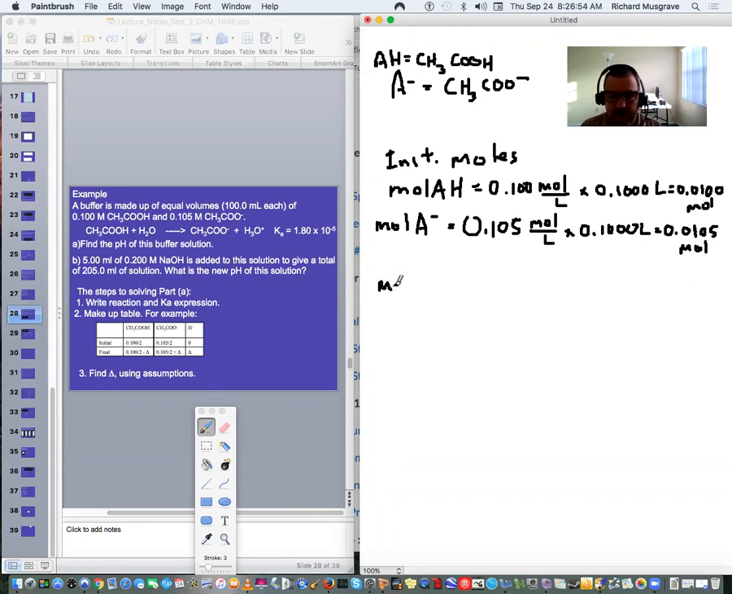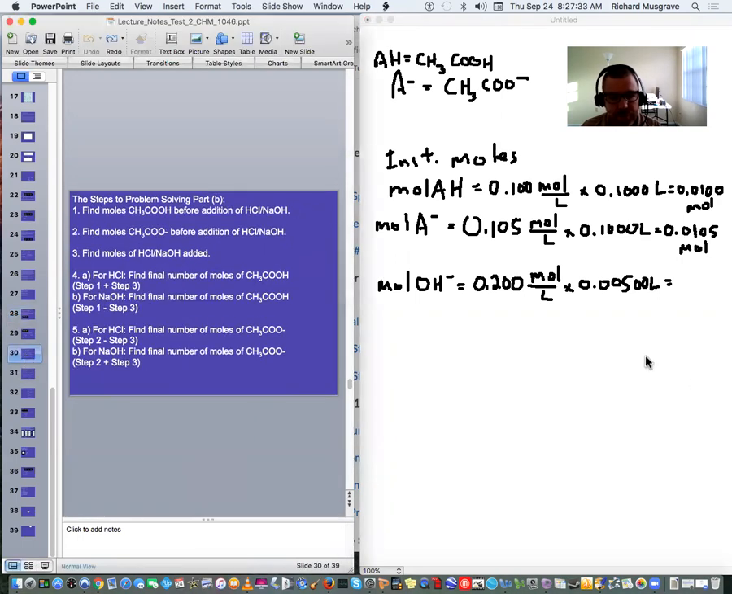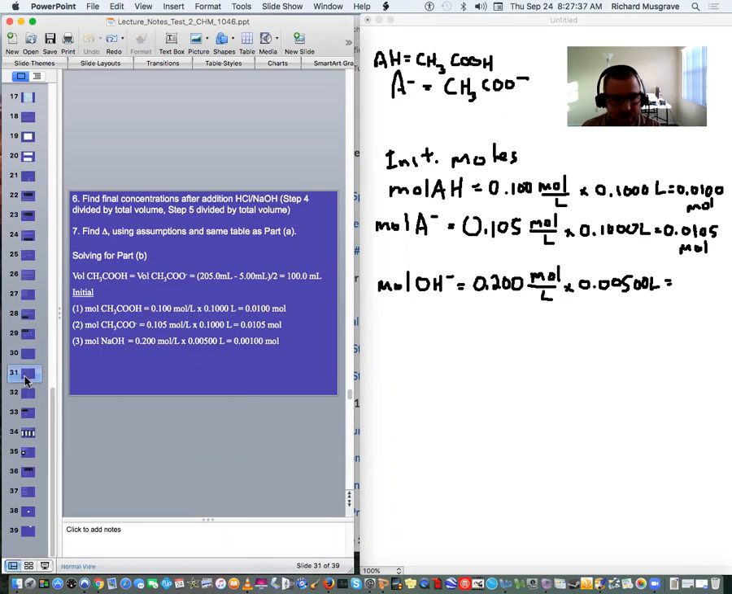Now we also need the moles of OH minus that we're adding. And again, we do a very similar thing for that. We've got 0.200 moles per litre, and we're going to multiply that by the volume we're adding, which is 5.00 mils, or 0.00500 litres. And that comes out to be, as you'll see over here in the slide, 0.00100 moles.